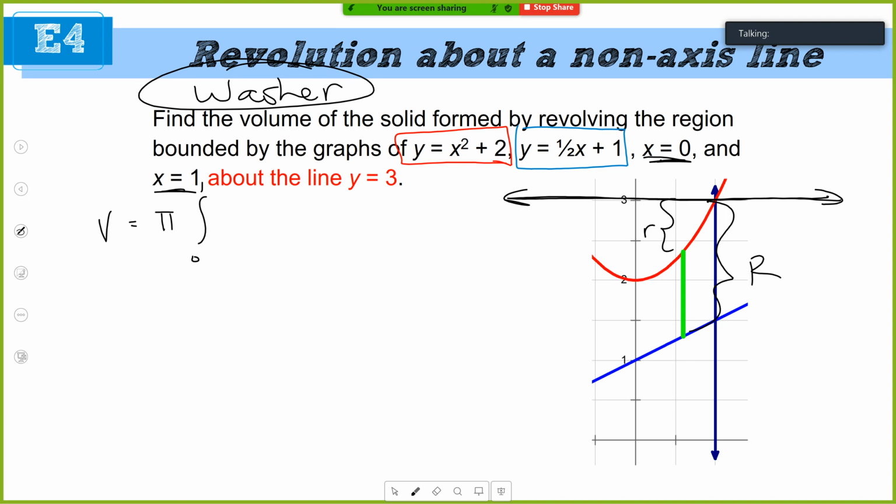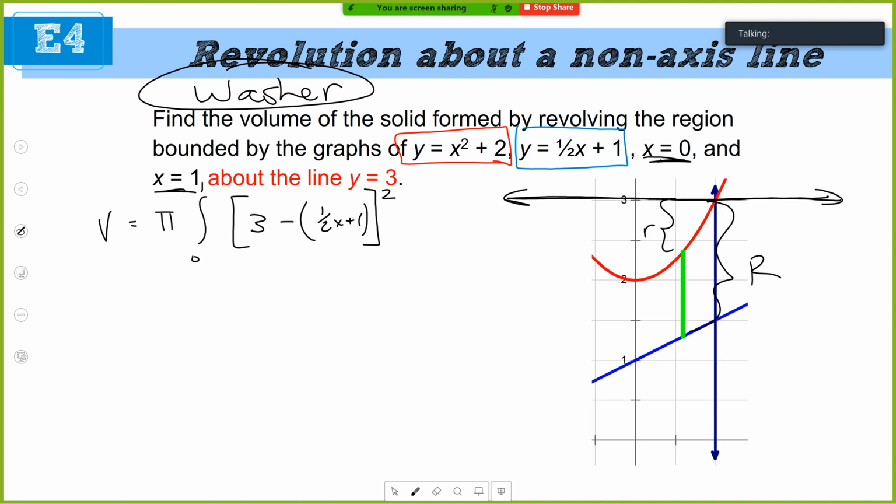Is it 2? No, it's not 2. It is 3 minus the quantity, 1/2 x plus 1. Paige, you're going to need to explain that. Well, you said it's top minus bottom. So the top is the line y equals 3, and then the bottom would be the y equals half x plus 1.